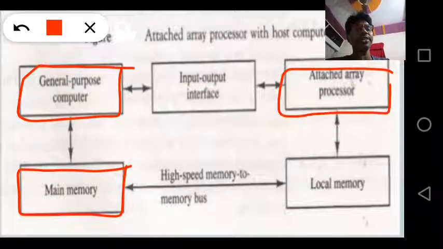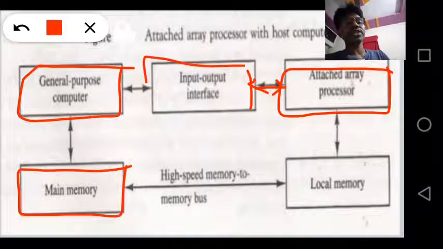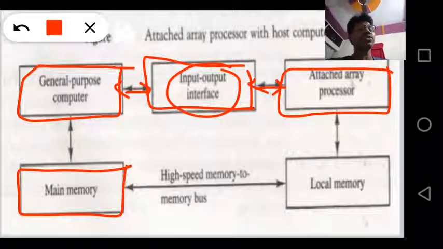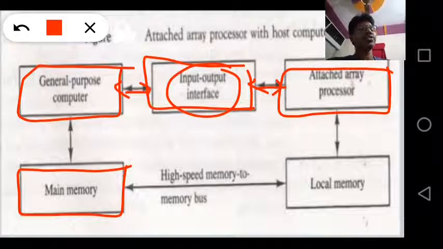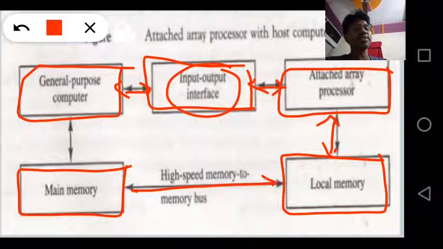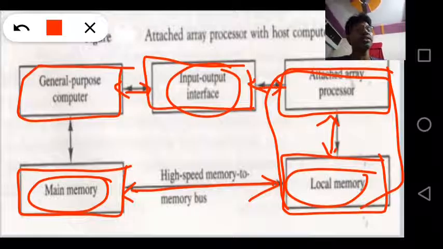Now this is our array processor, which is called the attached array processor, and you are connecting it using an IO interface. You are attaching it to the CPU by using an IO interface, and this attached array processor also has one local memory. There exists a separate memory to memory bus for transferring data to and from the main memory to this local memory.